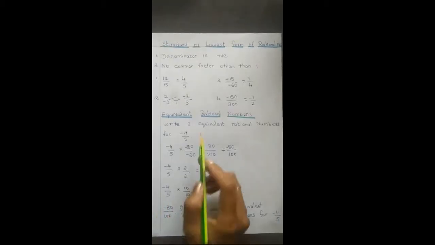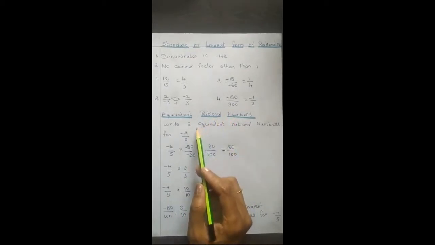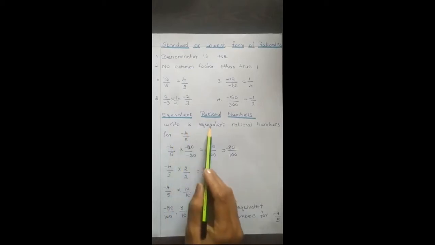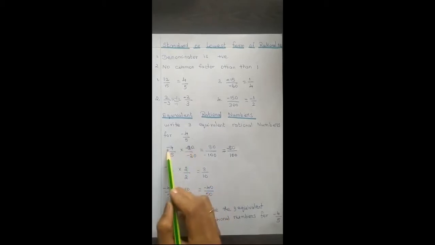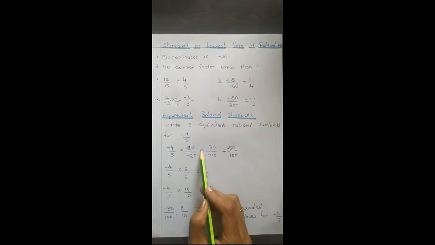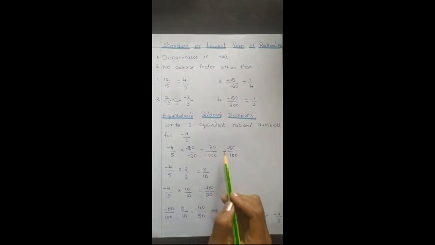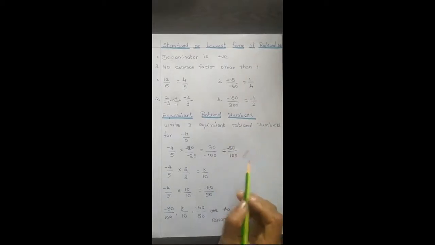Now let's see equivalent rational numbers. To find equivalent rational numbers, we multiply the numerator and the denominator by the same non-zero integer. Here the question is, write 3 equivalent rational numbers for -4 by 5. Here I have multiplied -20 with -4 divided by 5. I got this answer 80 divided by -100. As we know, in standard form the denominator should be positive. So -80 divided by 100. I got the first equivalent rational number here.